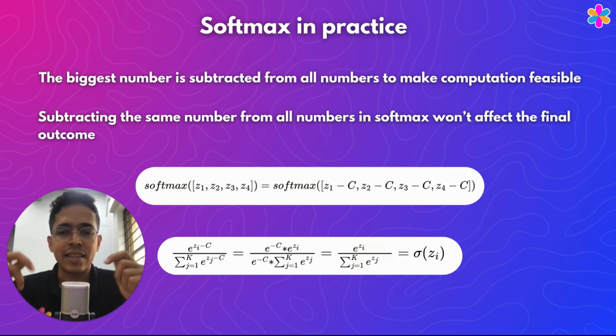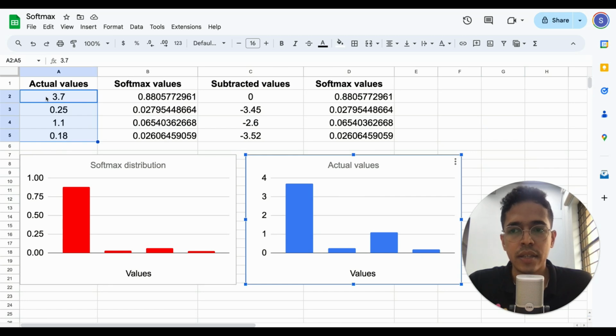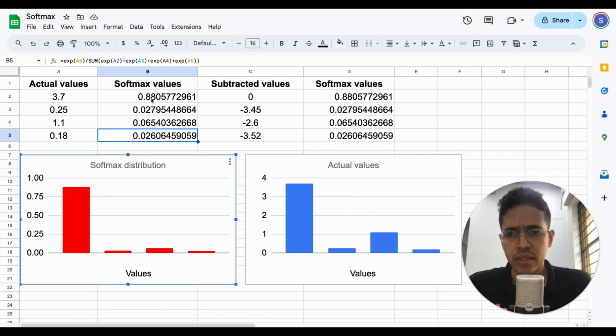Now let's play a little bit with some example numbers to see how exactly this works. I have created this Google Sheet with the same four actual values, plotted here: 3.7, 0.25, 1.1, and 0.18. And here I calculate the Softmax by inserting the equation. These four Softmax values are based on these numbers. And here you can see the Softmax distribution. So this is 0.88, 0.027, 0.065, etc.